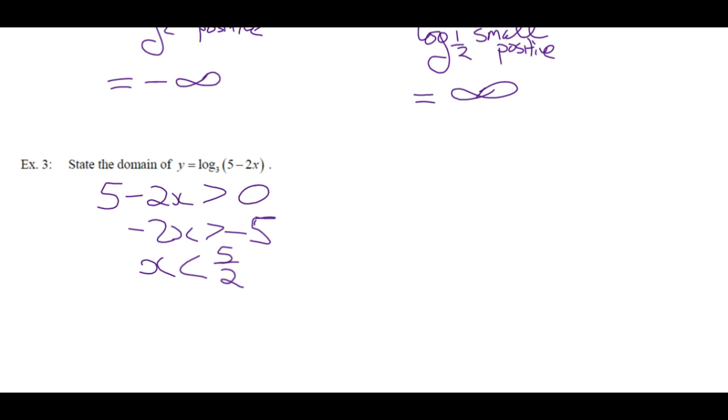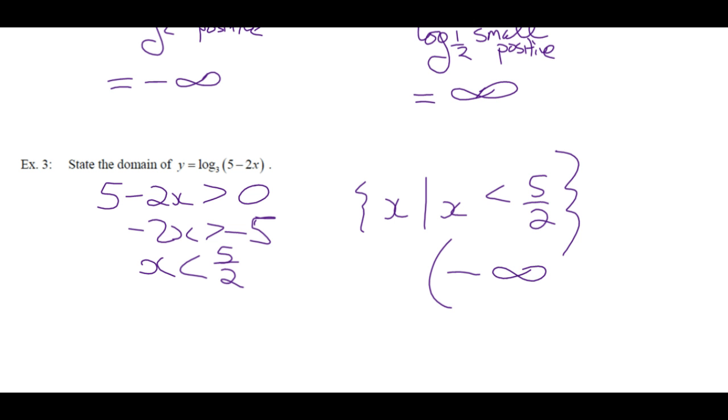Okay, so we say set of all x such that x is less than 5 halves. Oops, I'm mixing my metaphors. I'm trying to draw a brace bracket there. Or negative infinity to 5 halves, right? Using the parenthesis notation.